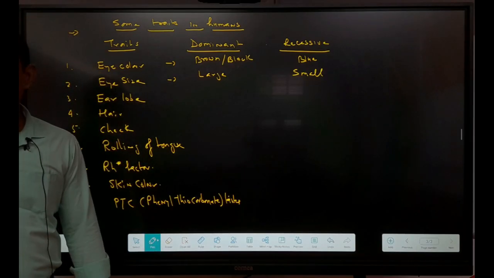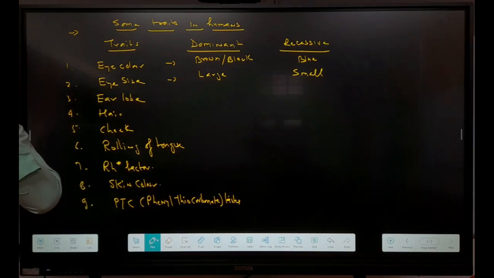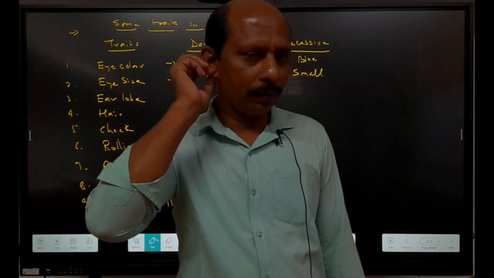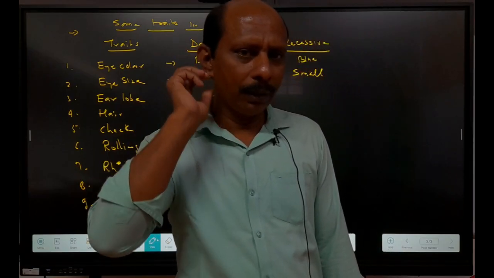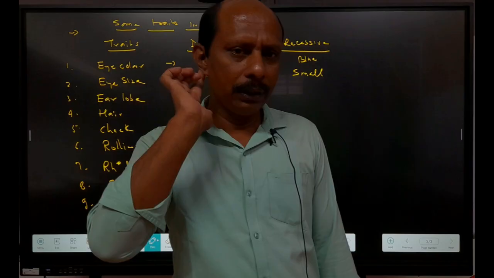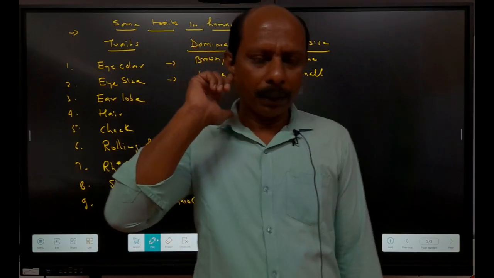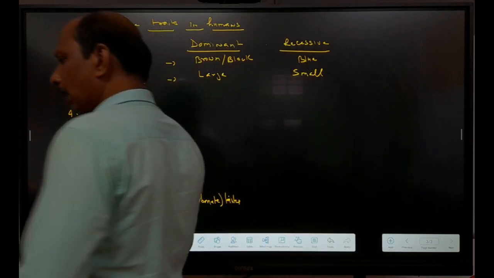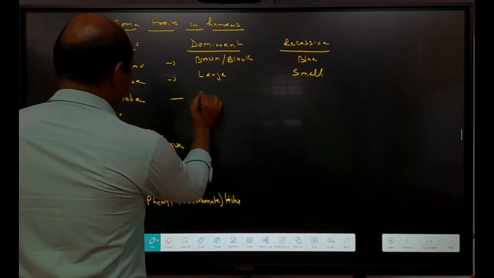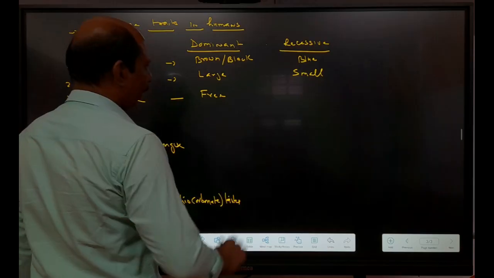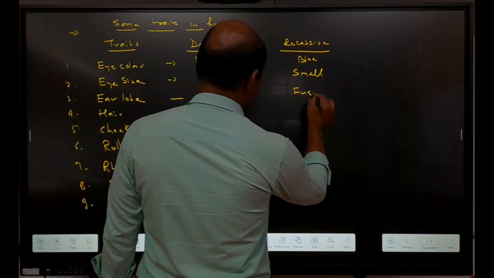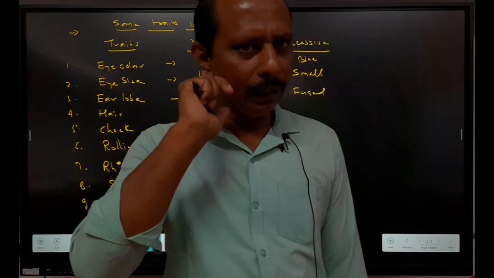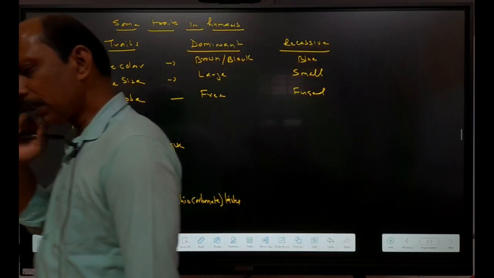Third is the earlobe. The earlobe is either free or fused. You can see that in my ears, it is fused, because it is not free. But in most persons, the earlobe is free. So free is dominant over fused. You understand? My ears are fused, which is a recessive trait. Free ears are a dominant trait.